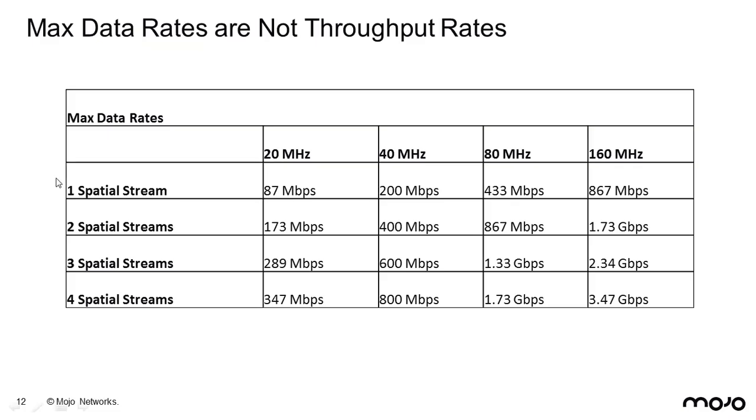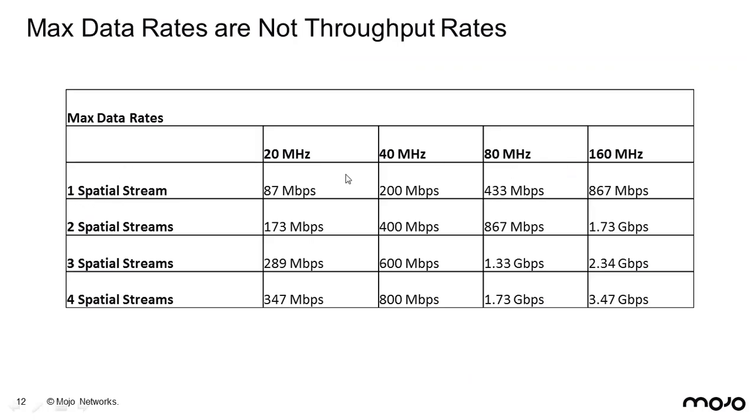Okay, now here, this is a reference. When we get into channel capacity planning, we need to think about the capacity of a radio. What we're doing here is we start with the max data rates. These are not throughput rates. These are just max PHY rates or max data rates for different types of clients with different channel widths. And we'll focus mostly on the 80 megahertz.